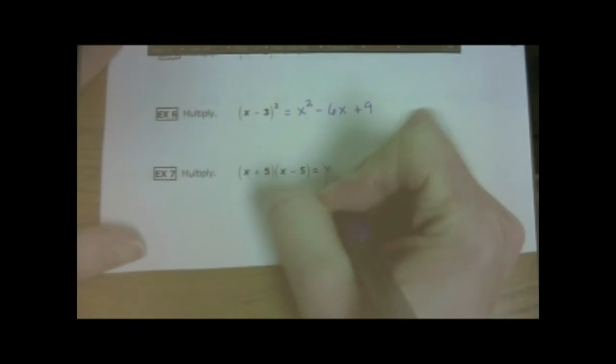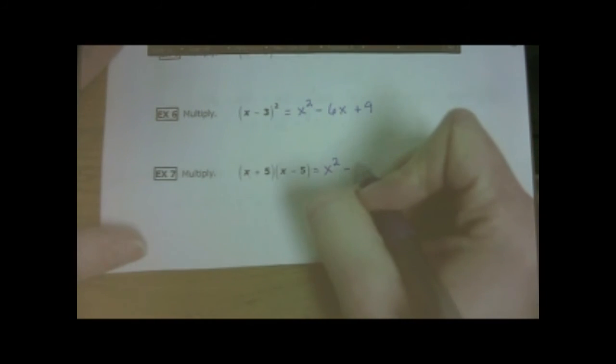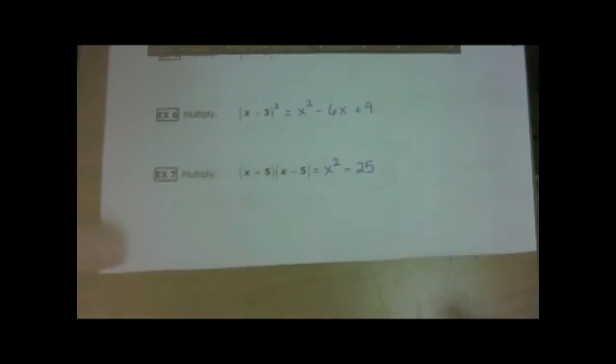And the last one, let's do this one using our pattern. Remember, if we have the same two terms, but one's plus and one's minus, the inners and outers are going to cancel out. And we're going to get the first squared minus the last squared. So when we do this one, this is going to come out to be x times x is x squared minus 5 times 5, which is 25.